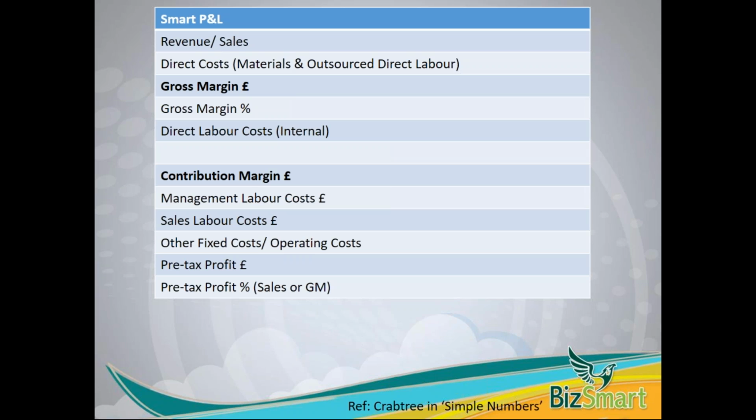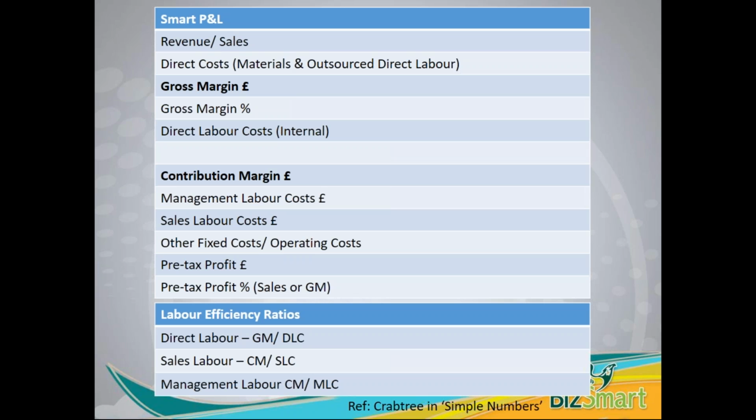So that then allows us to calculate some ratios which will help us to monitor the efficiency of our labour and our productivity over time. So we can do a direct labour ratio, where we're simply dividing the gross margin by the internal direct labour costs, and it will be a number like 3 or 4 times. So if it was 3, that would be saying that for every pound that we spend on direct labour, we would get 3 back in terms of gross margin.